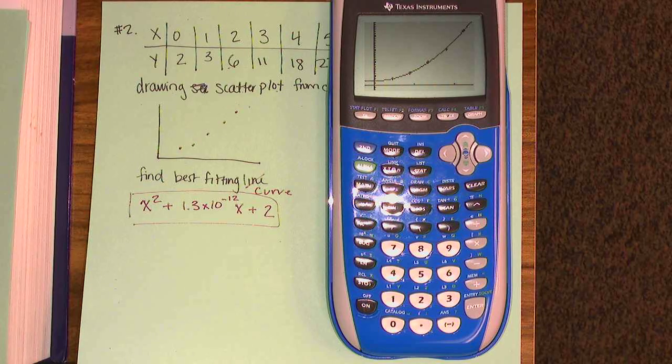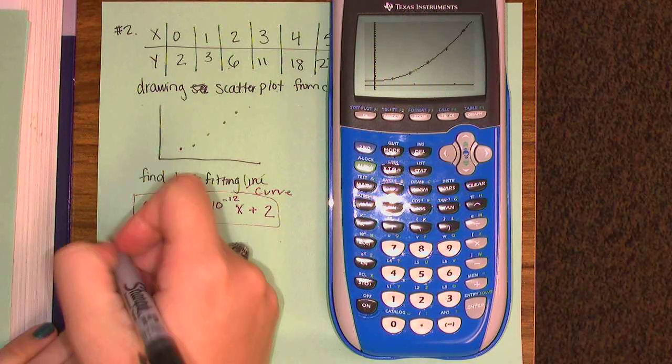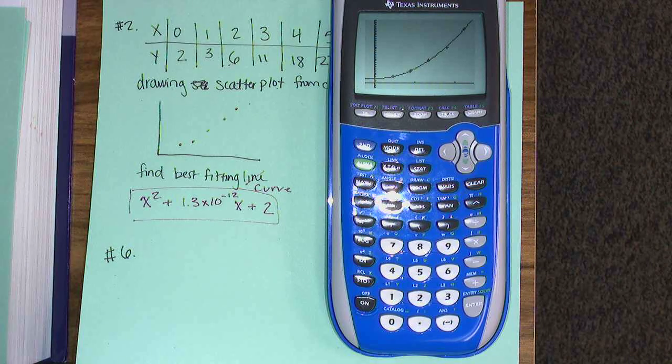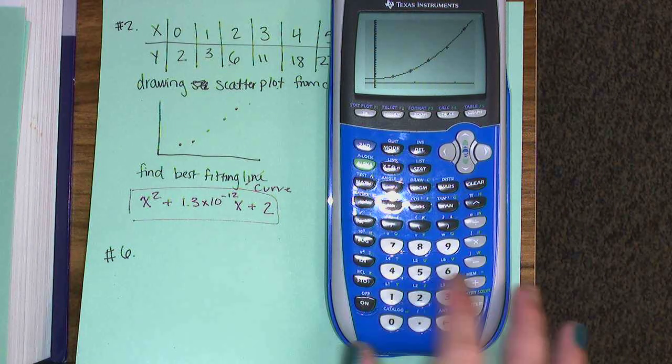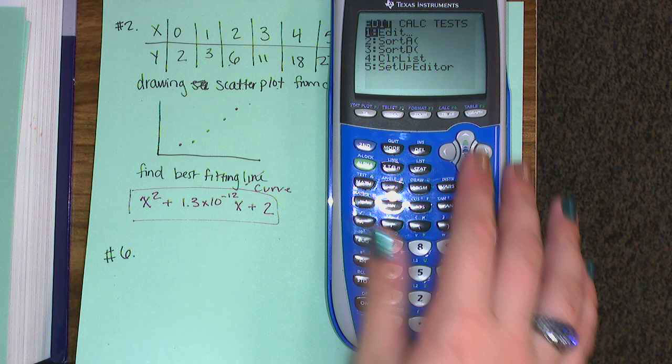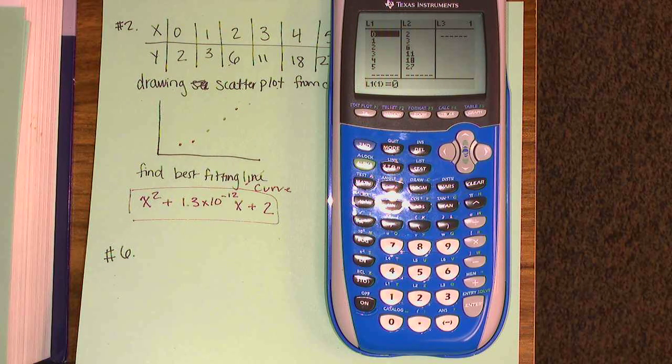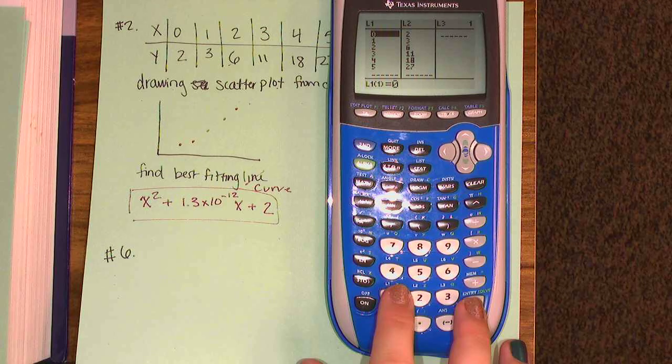Alright, so number 6, I'm not going to copy it over. You can look at it in your book. We're going to do the same thing with this one. This one is going to be how I expect your homework to be done. So once you get there, it's on page 75. You're going to type in the numbers.